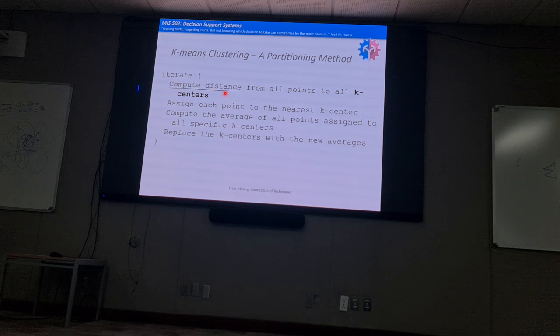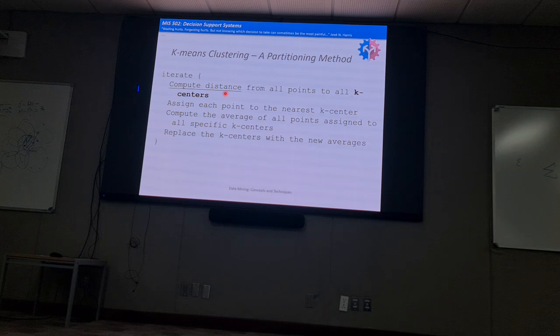So you have to find distances from all points to k centers. So where do you think these k centers are coming from? I told you we are starting randomly. It means that k centers are picked randomly. You close your eyes and pick random. That's how random it is.